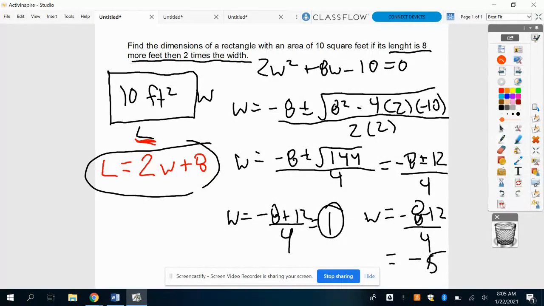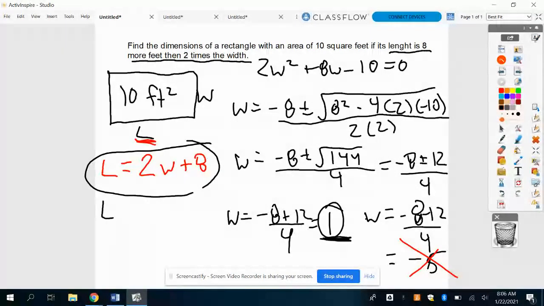Now, at this point, we need to realize that we are talking about side lengths, right? So we're talking about the width being either 1 foot or negative 5 feet. What you need to realize at this point is that you cannot have negative lengths. So that one is not going to work for us. The only one that we're actually going to use is the 1. So we know our W, our width is 1.